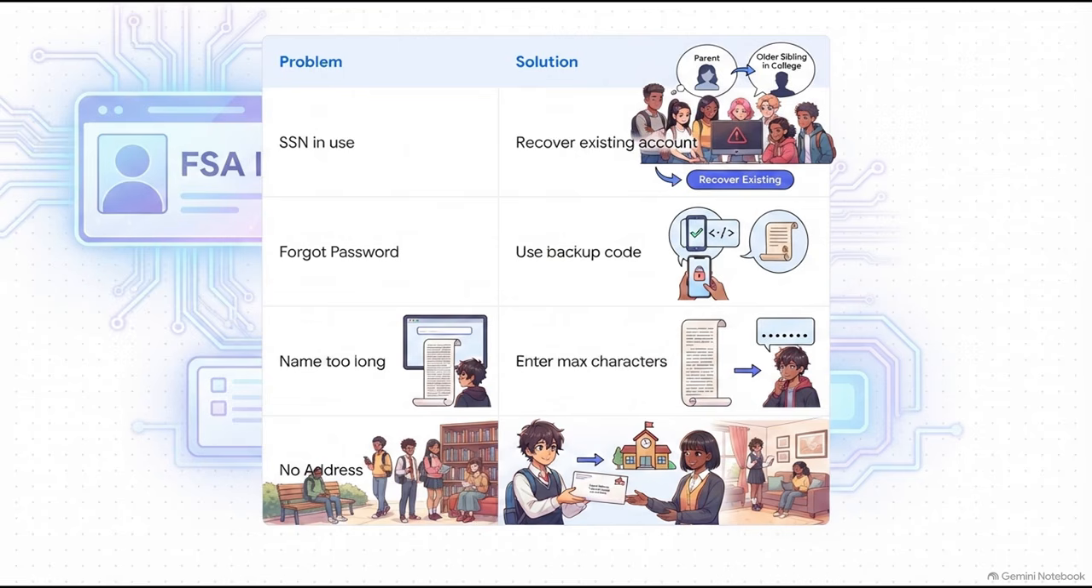Forgot your password? No problem. You can now use real-time two-factor recovery or that master backup code we just talked about. If your legal name is literally too long for the box, just enter as many characters as it'll let you. And if you're experiencing homelessness or just lack a permanent address, don't worry. You can get permission to use the mailing address of your school, a relative, or even a friend.